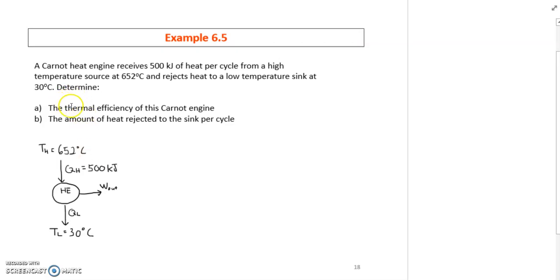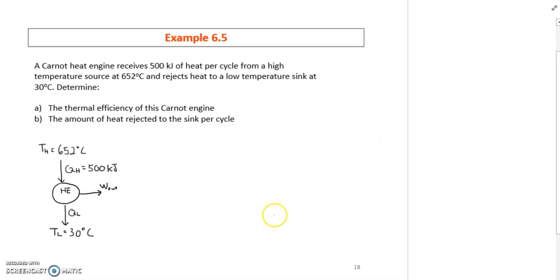So A, determine the thermal efficiency of this Carnot engine. And B, the amount of heat rejected to the sink per cycle. The amount of heat rejected is QL. So we want to find the values of η and QL. So first, write down the equation as in the previous slide.